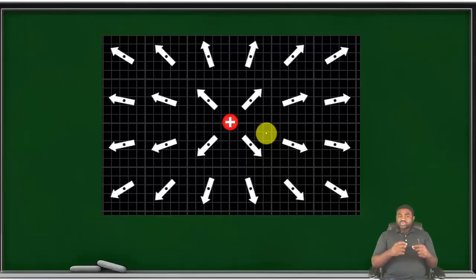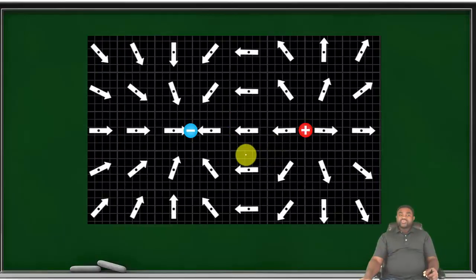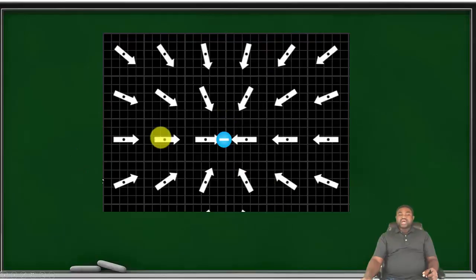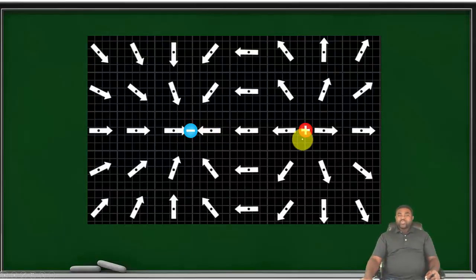We know that a positive test charge will move away from a positive charge and will be attracted to, or move into, a negative charge. This means that electric field lines will always point away from a positive charge and will point into a negative charge. This explains why all the arrows in this diagram are pointing away from the positive charge. But if we move on to a negative charge, you will see that the arrows are pointing into the negative charge. Now, if you look at a dipole here, the arrows are pointing from positive to negative. Now, this is the electric field around an electric dipole.